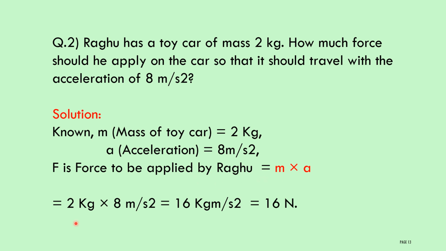Substitute the value of mass here. Mass is 2 kg and acceleration is 8 meters per second square. 2 into 8 is 16, with units kg meter divided by second square. Then you can write it as 16 Newton, because Newton is the SI unit of force.